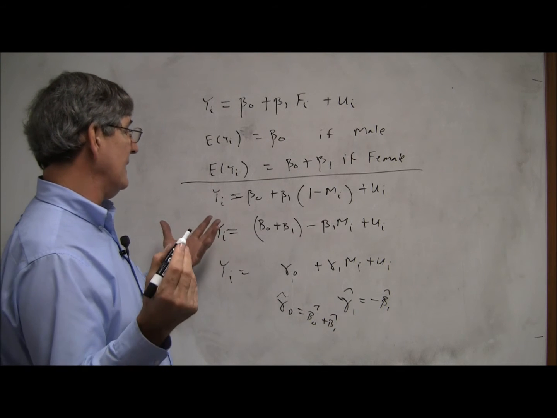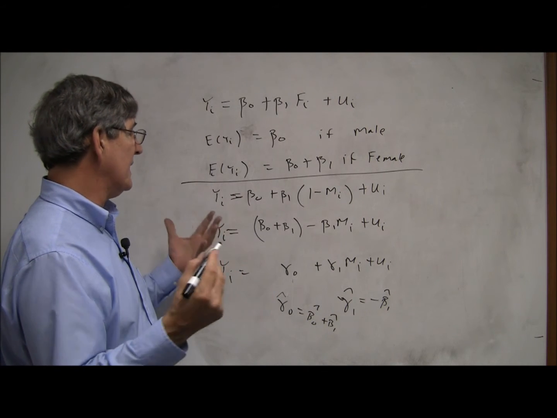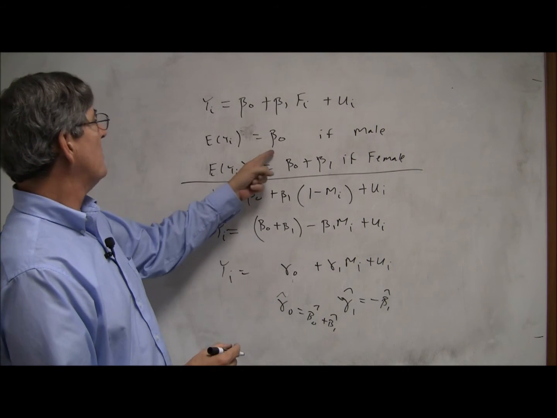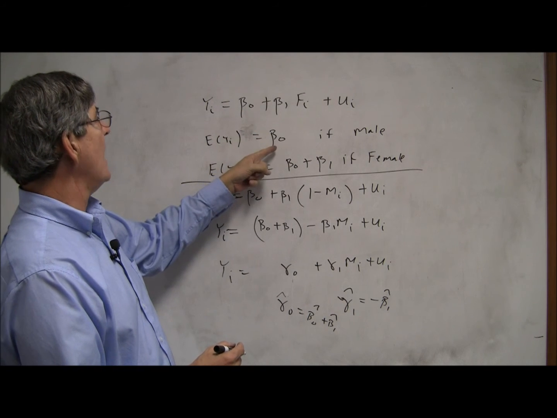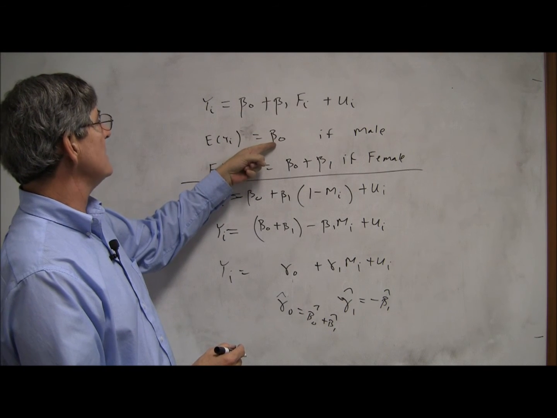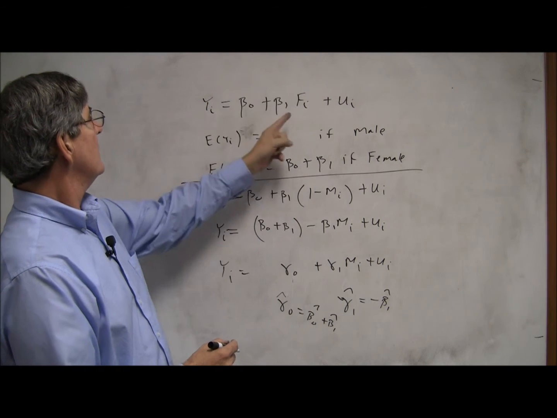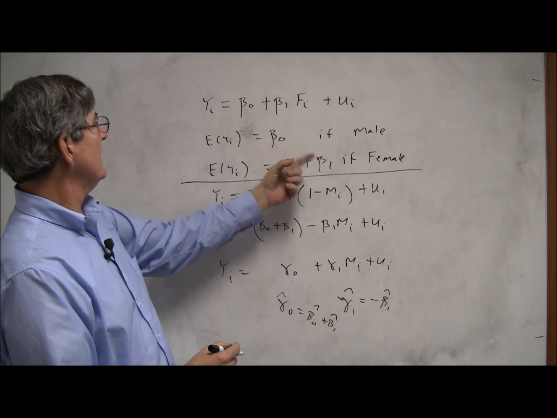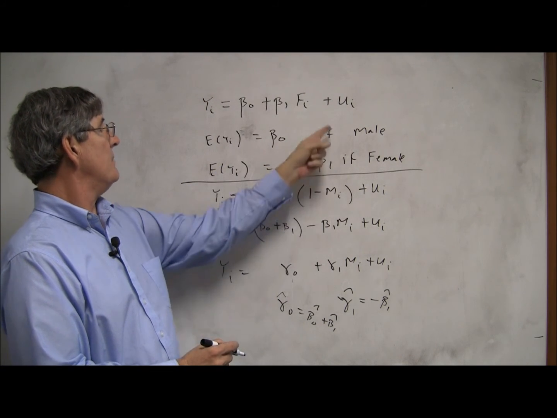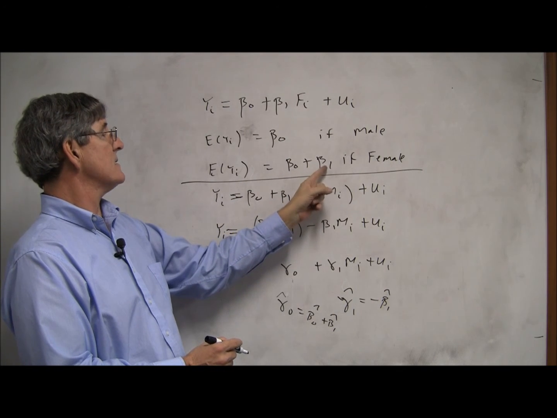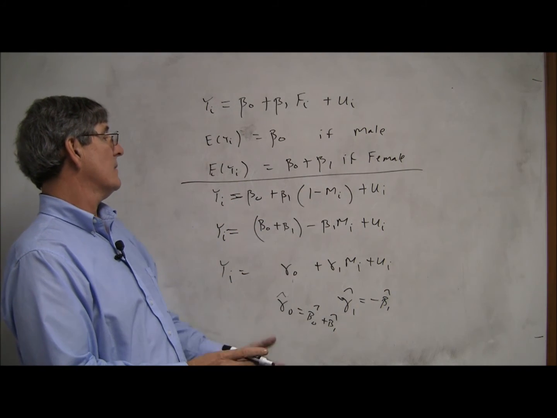And so it doesn't make any difference which way you do it. You get exactly the same answer. So beta 0, the constant, is the baseline, and it picks up the effect for males. And then the beta 1 gives you the difference between males and females. So is this going to be positive or negative?